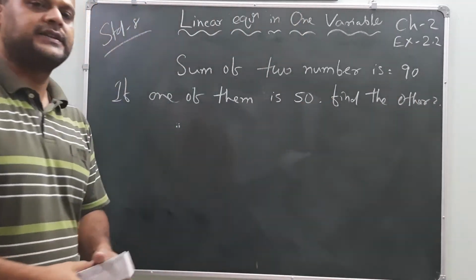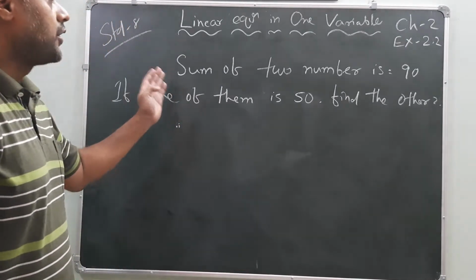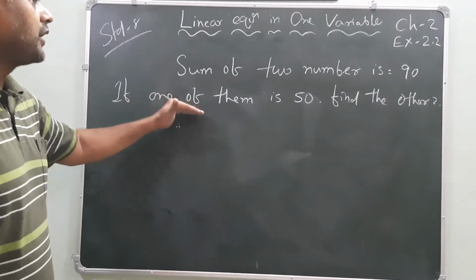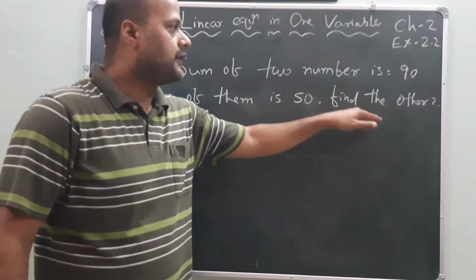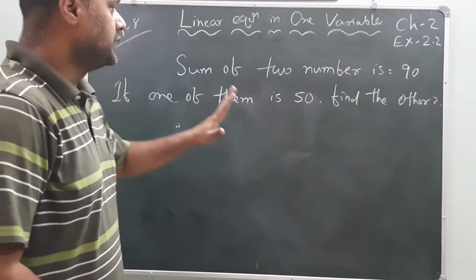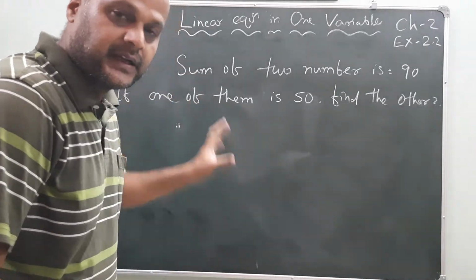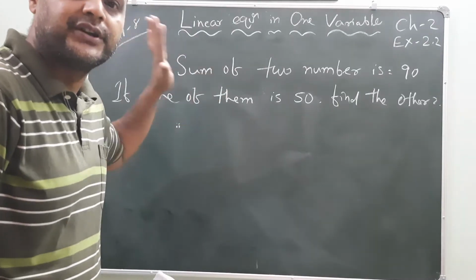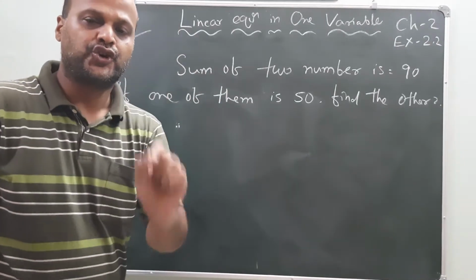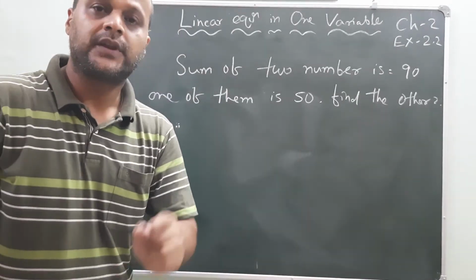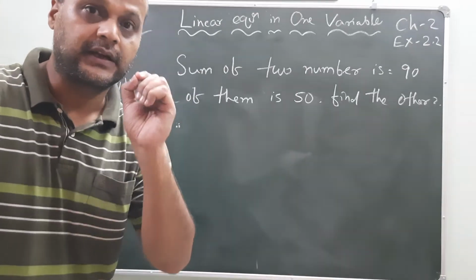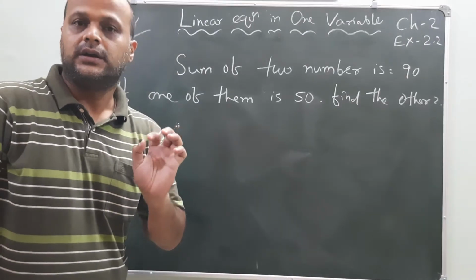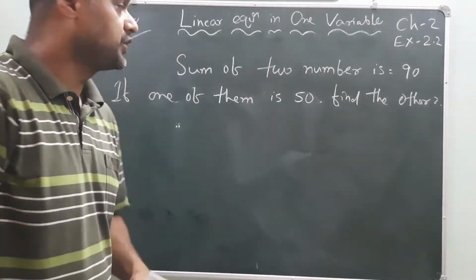So what is the question given here? Sum of two numbers is 90. If one of them is 50, find the other. In this statement, the answer is hidden. So you have to read the statement in a correct manner and write it in a correct equation.